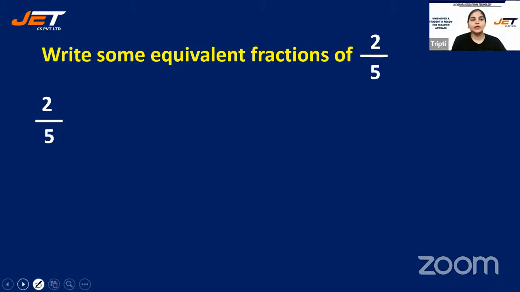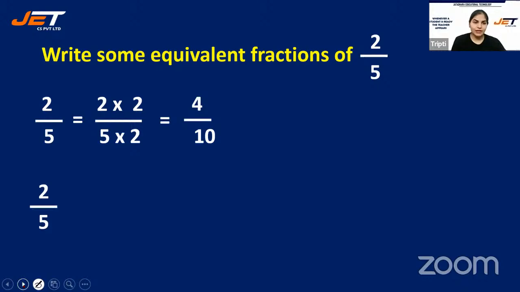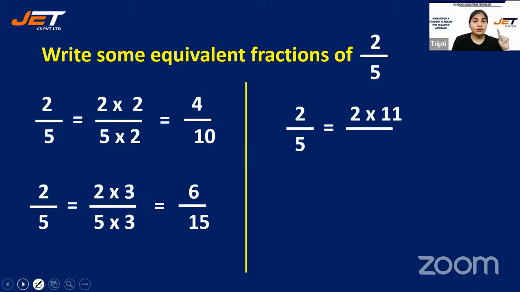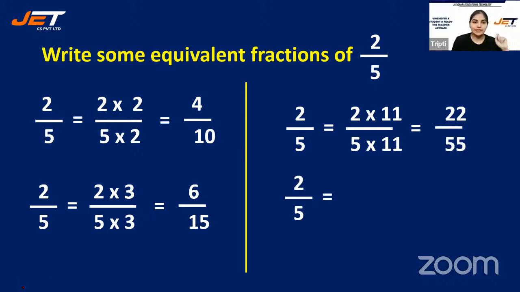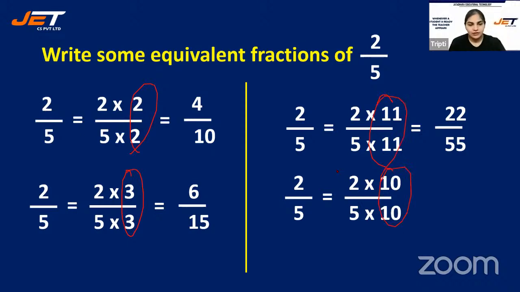Okay, so here 2 by 5, for finding the equivalent fraction of 2 by 5, I'm multiplying it by 2. You can multiply it by any number. It's not like you have to take the same numbers I have taken. You can multiply it by any number, but make sure that you are multiplying the numerator and denominator by the same number. Here I have taken 2, 3, 11, and 10. So that's how you can find the equivalent fractions. I hope it's clear.